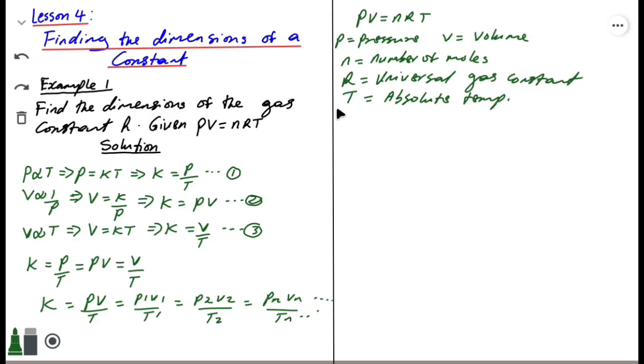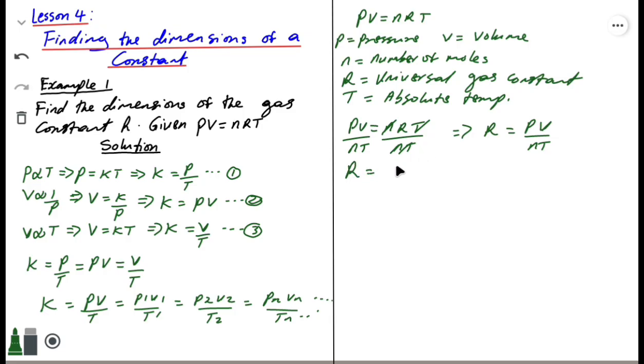Now let's find the dimension of the constant R. The first thing we need to do is to make R the subject of the formula. Given that PV equals nRT, all we need to do is to divide both sides by nT, so that R will be equal to PV over nT.